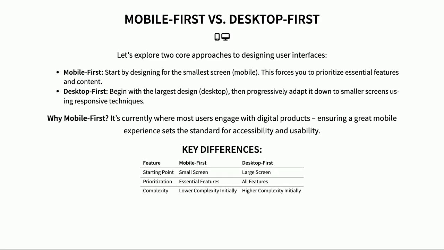Okay, so when it comes to designing user interfaces, you've got two main philosophies: mobile first and desktop first. Think of mobile first as starting small, really focusing on what's absolutely essential for a great experience on a phone or tablet. It forces you to cut out the fluff and prioritize what matters most. Desktop first, on the other hand, is about tackling the biggest design first, creating everything you expect on a desktop computer, and then carefully adapting it down to smaller screens.